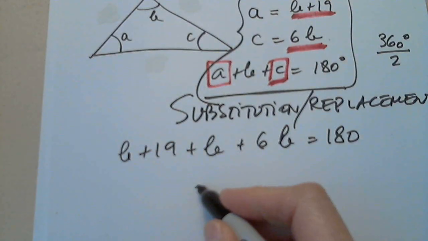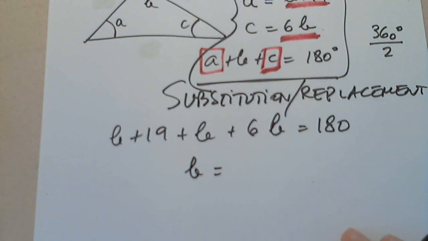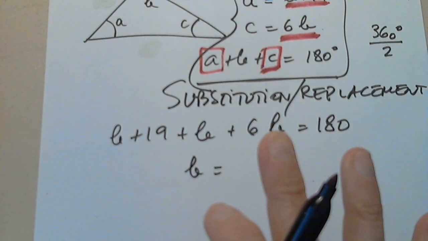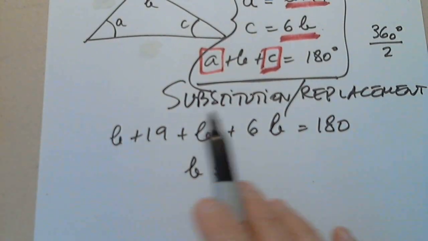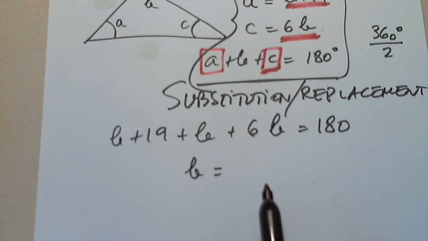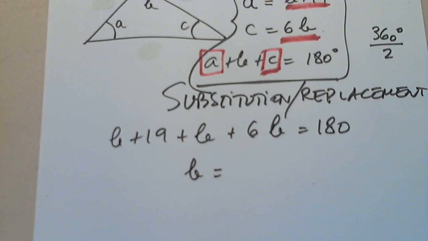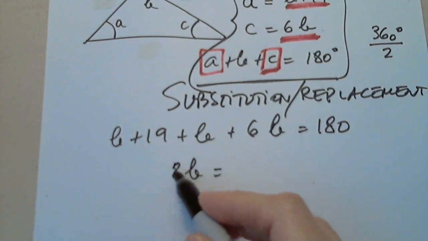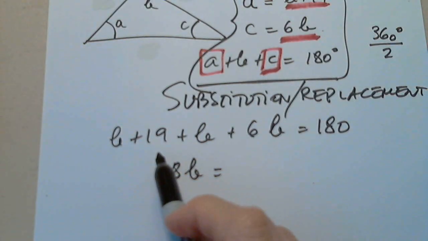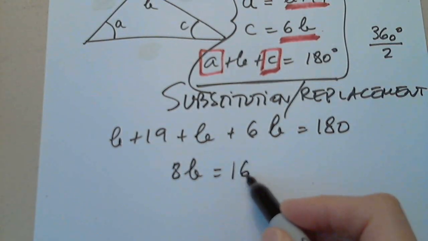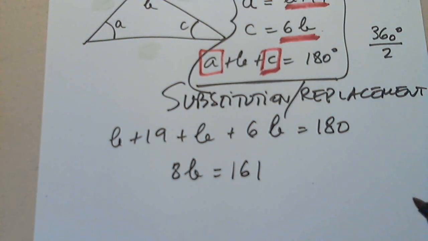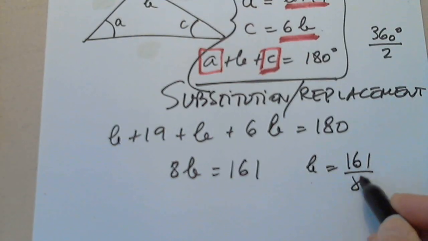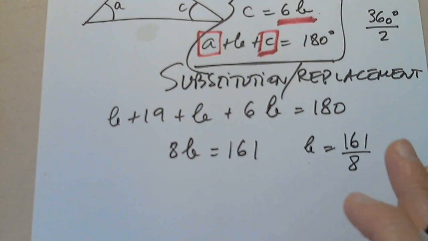How much is B? Of course, this is not the step. The step is combine like terms and then move 19 to the other side first. But since we've done this already, can anyone give us B? 8B equals 180 minus 19. What is that? 161. Good. 161 divided by 8 is 20.125. Okay, perfect. So that's B.